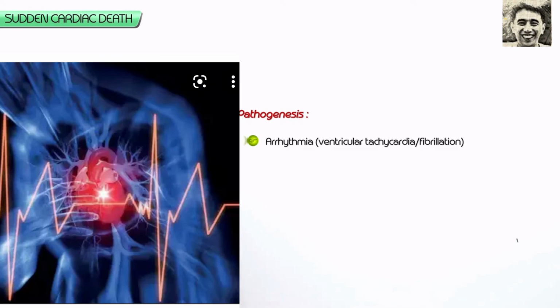Along with this, severe atherosclerotic coronary artery disease with disrupted plaques is present at autopsy. And remember that occlusive coronary artery thrombosis is not present at autopsy in the majority of cases. So this is what we need to know about sudden cardiac death.